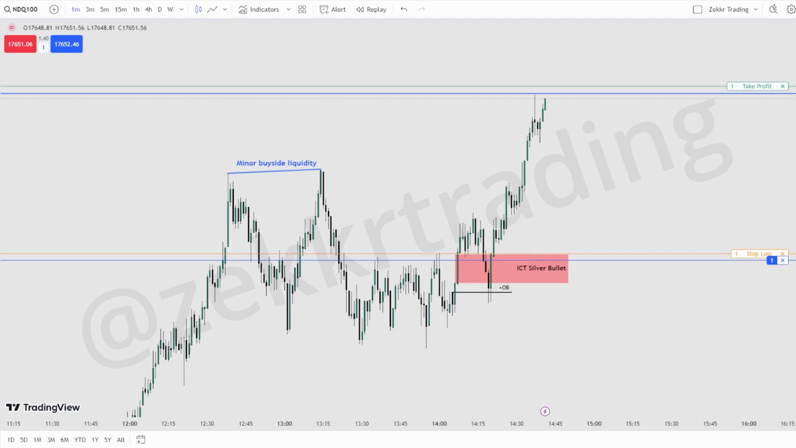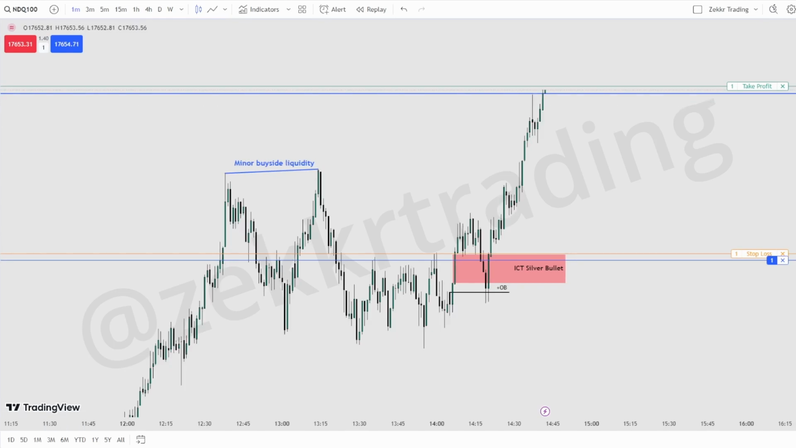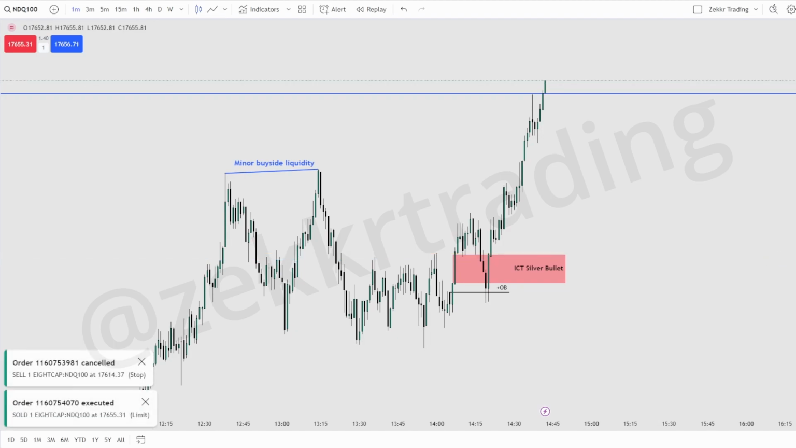So as you can see right there, we're going to take the high very, very soon, and this is going to be a PM session silver bullet second re-entry trade, because if you watch the video, the first one was lost, which is nothing wrong with that, losses happen, and then this one was a perfect delivery, fully delivered to the buy side liquidity. Let's see now. And right there, take profit hit.